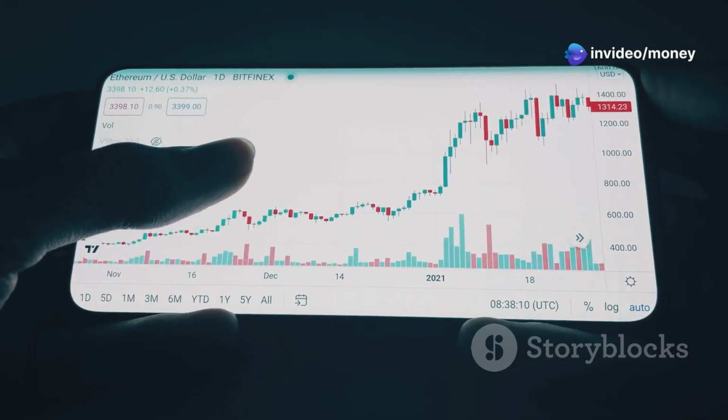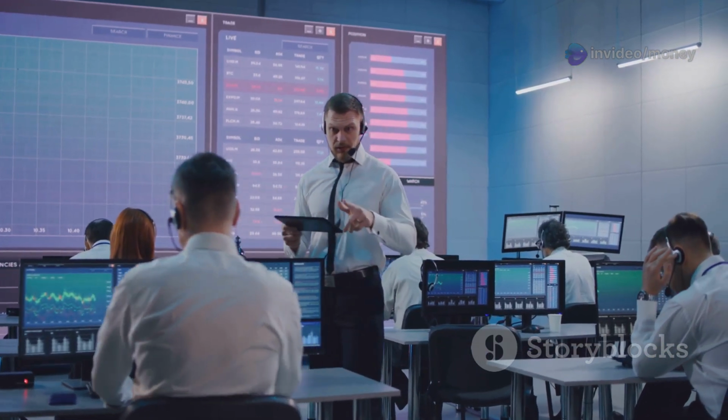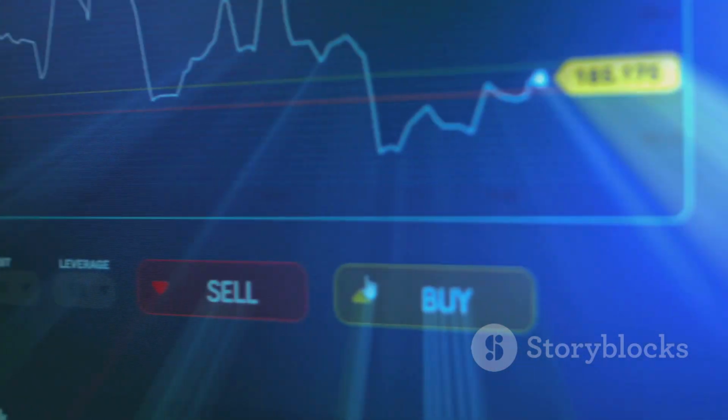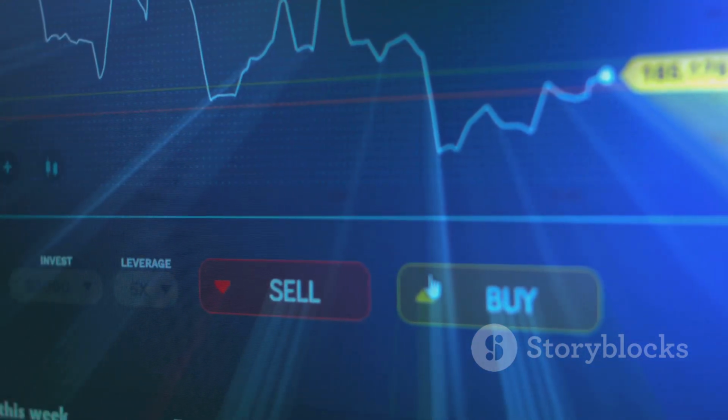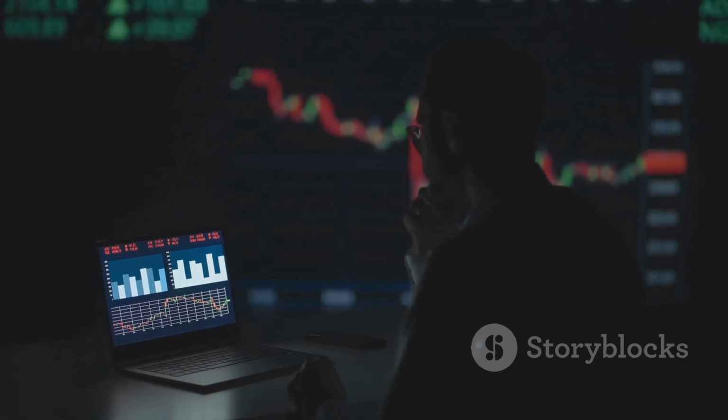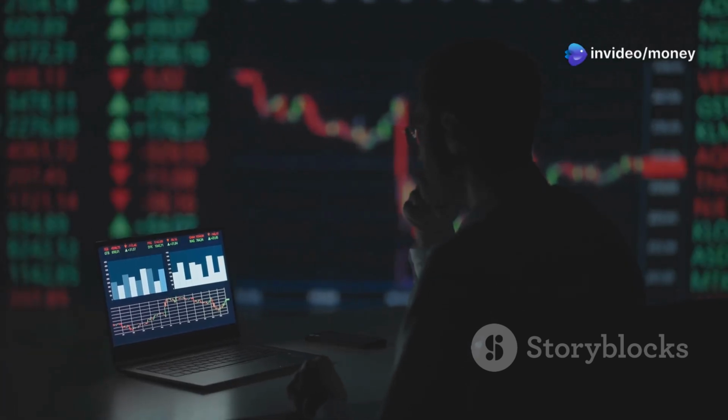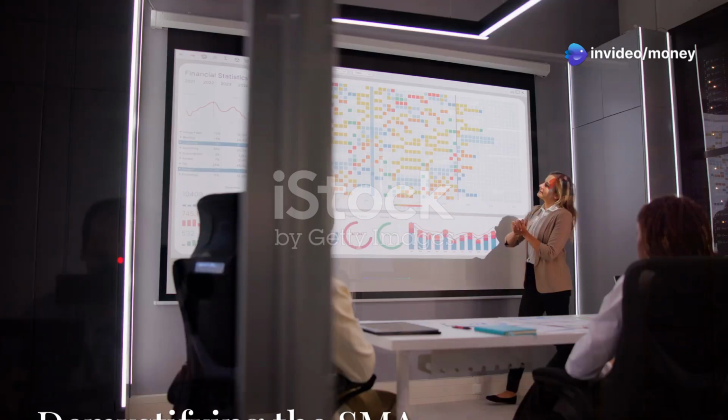Want to be a better trader? Moving averages are your secret weapon. They help you understand the trend and identify potential buy and sell signals. So buckle up, because we're about to dive deep into the world of SMAs, EMAs, and WMAs.